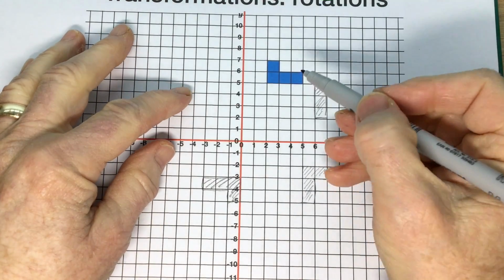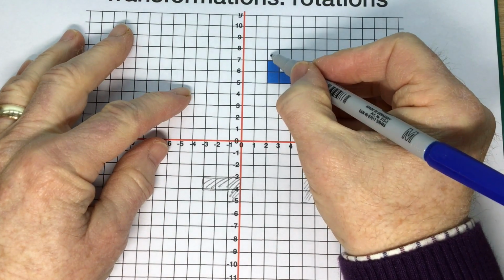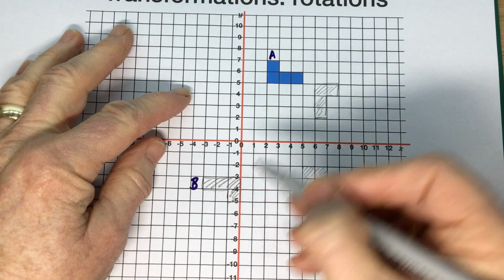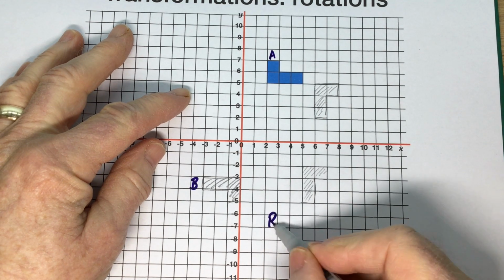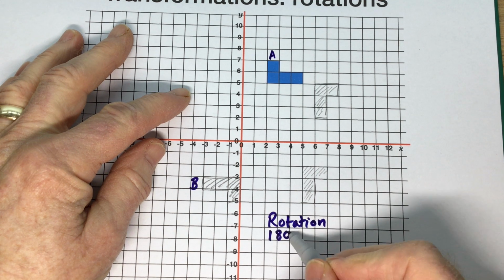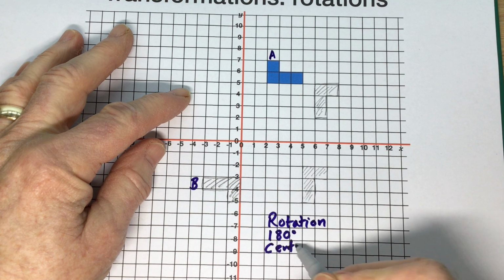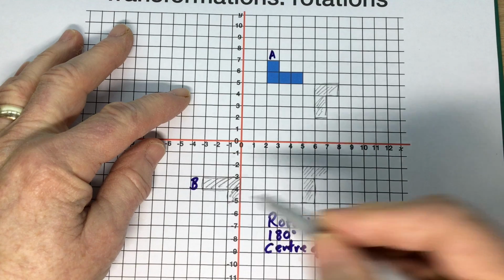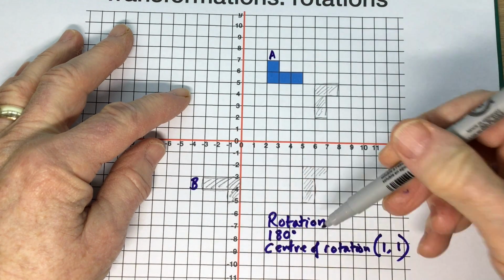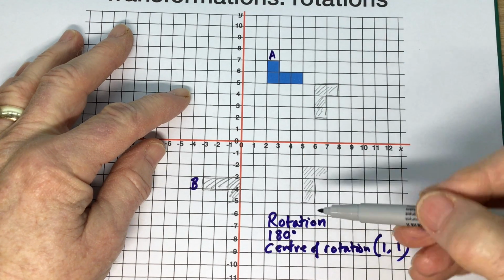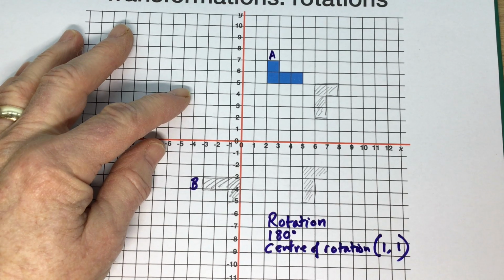So if in the exam you're writing about it, and let's call this shape A, and we'll call this one shape B. To map A to B, we have to say, first of all, it's a rotation. You must use that word. It's 180 degrees. And the center of rotation was the point 1, 1. So that tells us how A gets to B. It's a rotation, it's 180 degrees, and the center of rotation is 1, 1. So we've got 3 facts, and you get 3 points in the exam.